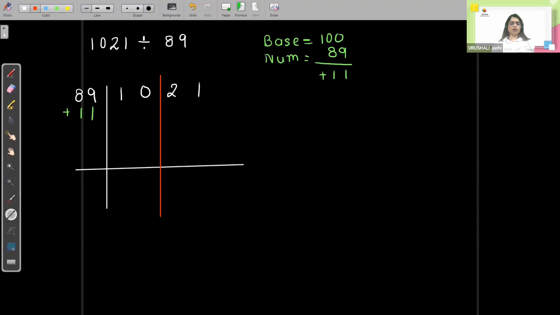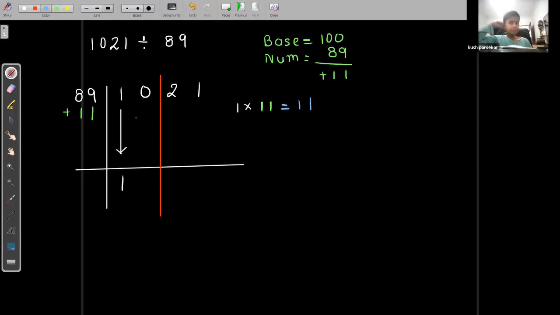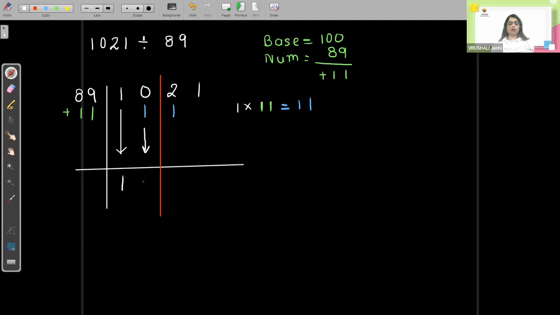Right? 2 numbers on the right. The first digit will come down as it is, which is 1. Correct? Now 1 into 11. Which 11? 11 is the difference here, correct? That will give you 11. That 11 you'll write 1 here and 1 here, correct? Now 0 plus 1, you get a 1. Again 1 into 11, which will give you another 11. Correct? So write it down.